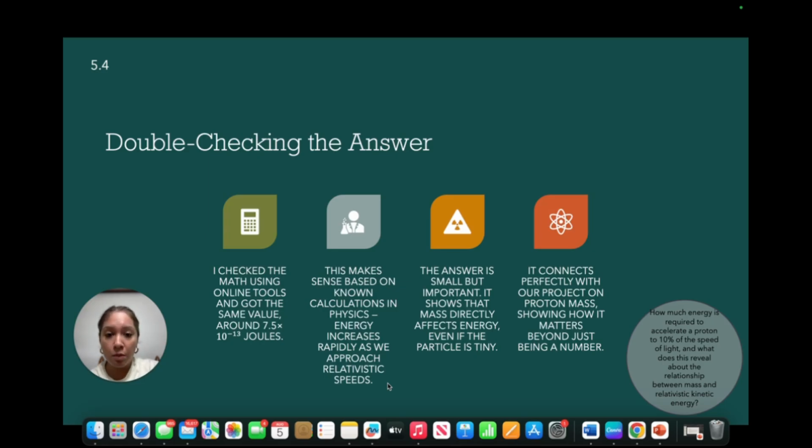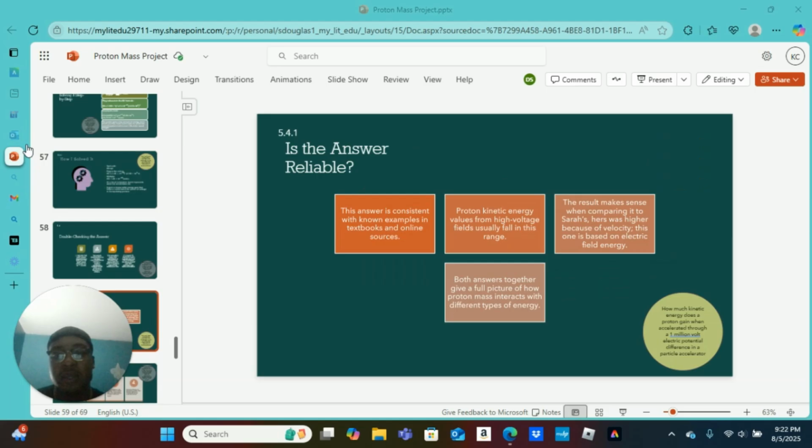The answer is small but important. It shows that mass directly affects energy even if the particle is tiny, and it connects perfectly with our project on proton mass, showing how it matters beyond just being a number. This answer is consistent with known examples in textbooks and online sources.